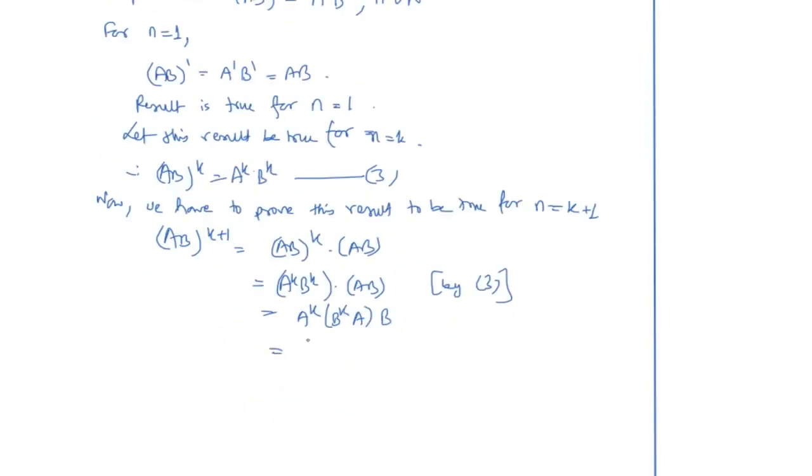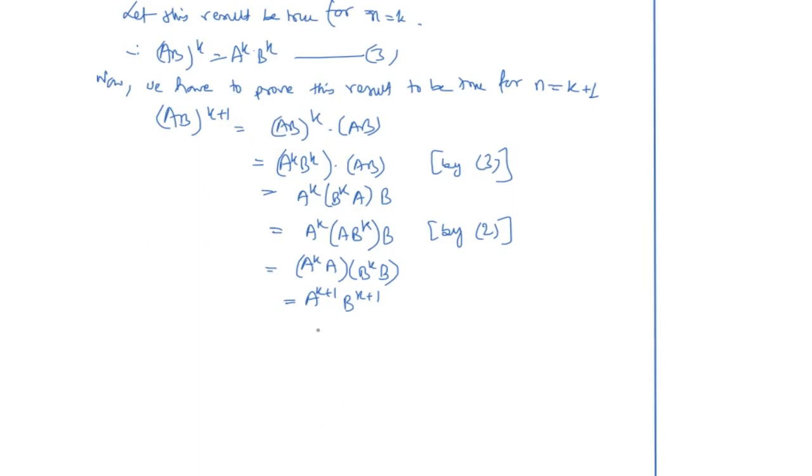Now similarly we can write it to be A^k A B^k B. Okay, this is from 2. We had assumed that equation, which we proved to be true. Once again by associative property, we take A^k A and B^k B, that is equal to A^(k+1) B^(k+1). Once again we can see that (AB)^(k+1) is A^(k+1) B^(k+1), hence it holds true. So therefore the result is true for n equal to k+1.